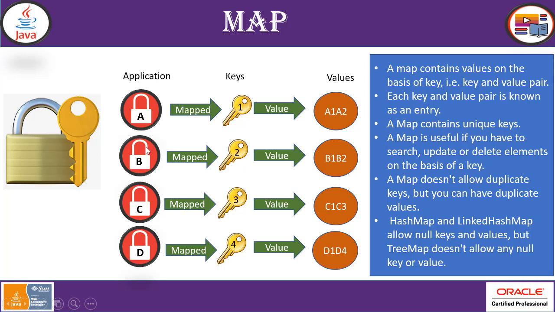So here suppose we have an application of a lock system, and that is mapped to the keys, and these keys are very unique. That's the unique value, and these keys will map and associate to the values of the data. So we have data, and that data is secured, associated with the keys to the application. So this is how it works. Values can be duplicated, but keys can never be duplicated. It is very unique. It is always unique.